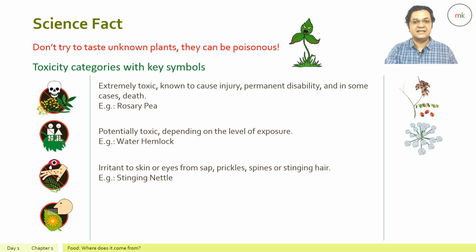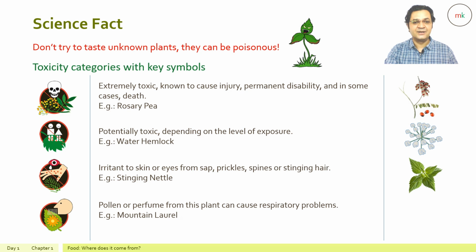The third one is an irritant to the skins and eyes from sap. It prickles, it has spines or stinging hair. Example, the stinging nettle. And the last one, pollen or perfume from this plant can cause respiratory problems. Example, mountain laurel. Now this is a type of rhododendron which is found in the mountainous regions.